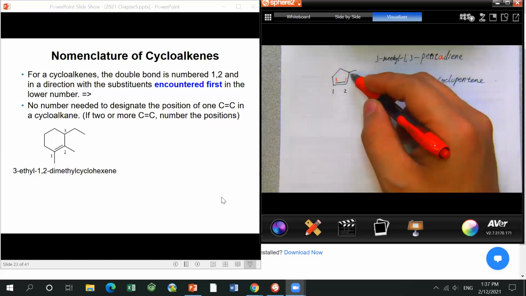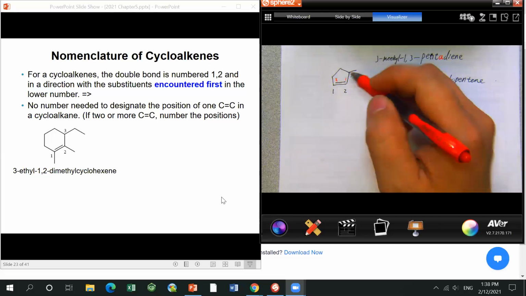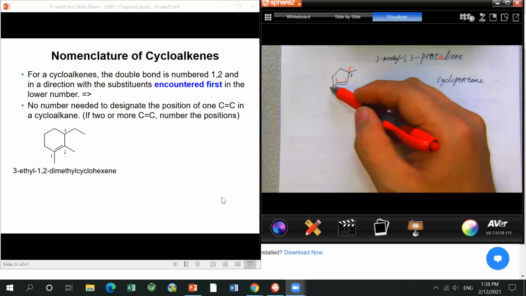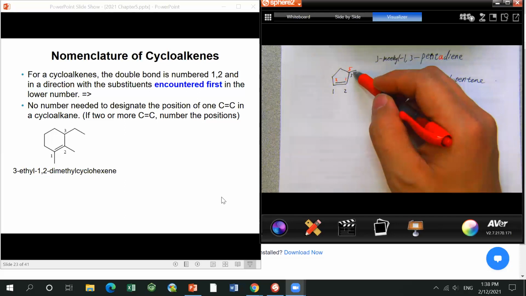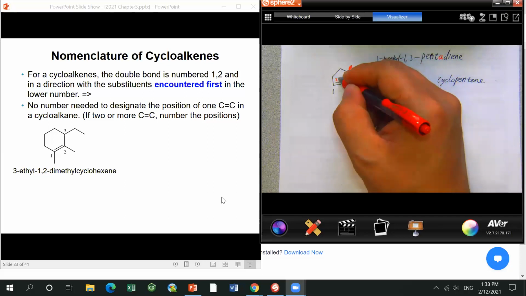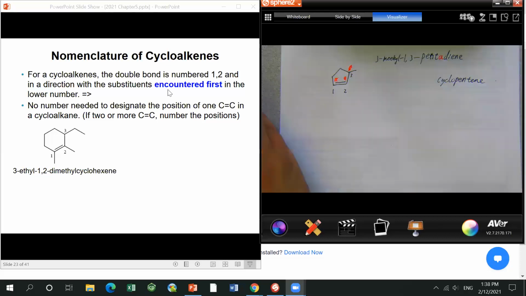If we do the red one, 1, 2, 3, 4, 5, the methyl group is on the 5th carbon. But if we go clockwise, 1, 2, 3, the methyl group will be on the 3rd carbon. So the black one is the right numbering, because we encounter the substituent first and get the lower number.